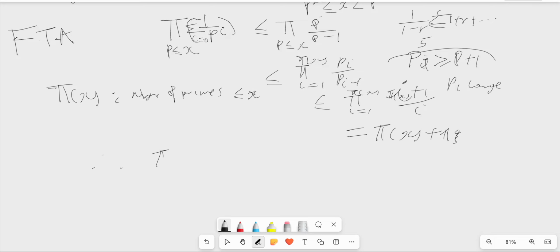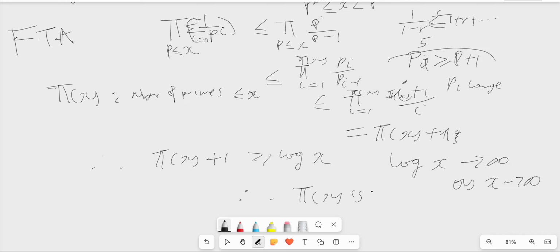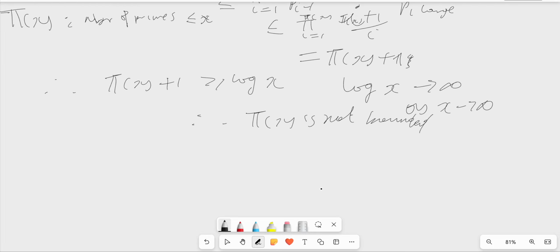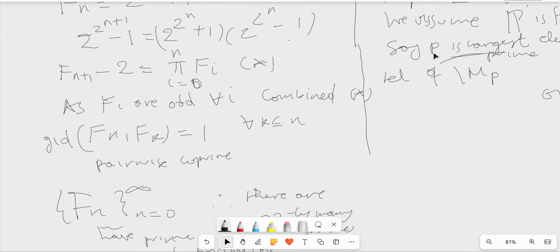So therefore, we prove that the number of primes less than or equal to x is always less than or equal to log of x. But we know from our graphing knowledge that log x goes to infinity as x goes to infinity. Therefore, pi(x) is not bounded. There are infinitely many primes, in other words. That was proof 4. And look at them, they are very nice.